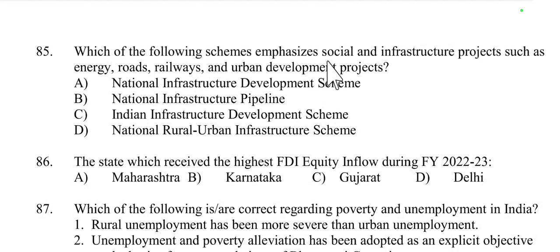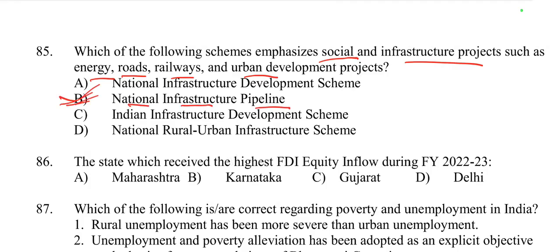Which of the following schemes emphasizes social and infrastructure projects such as energy, roads, railways and urban development projects? The options are National Infrastructure Development Scheme, National Infrastructure Pipeline, or National Rural Urban Infrastructure. So it is called the National Infrastructure Pipeline.